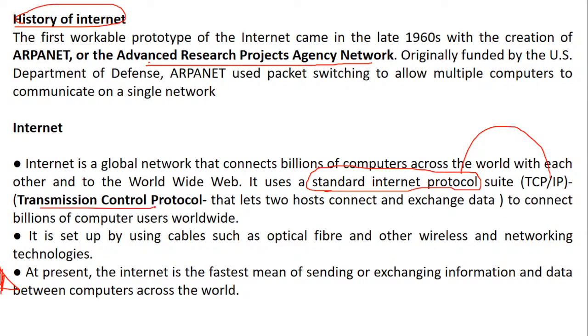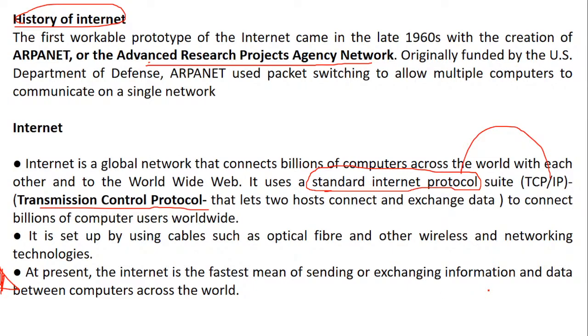The Transmission Control Protocol is used to connect and exchange the data, and the Internet Protocol takes care of the rules and regulations related to the network. That's how it is important. Next, it is set up by using optical fibers and other wireless and networking technologies. And at present, this is one of the fastest means of sending and exchanging information.